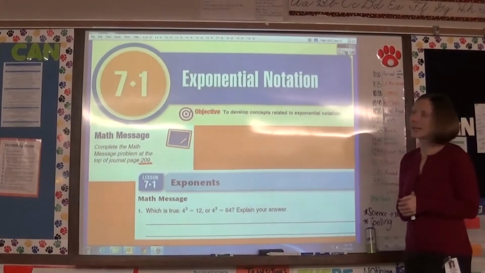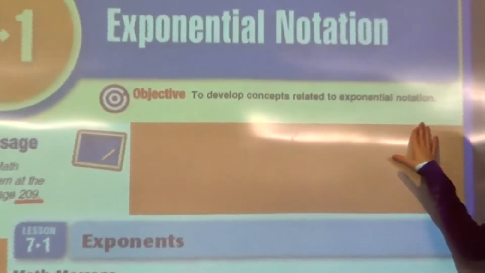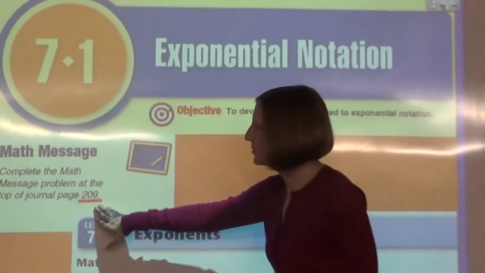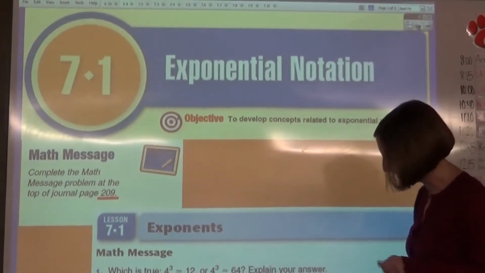Lesson 7.1 is exponential notation. The objective is to develop concepts related to exponential notation. So your first assignment will be to complete question number 1 on page 209.